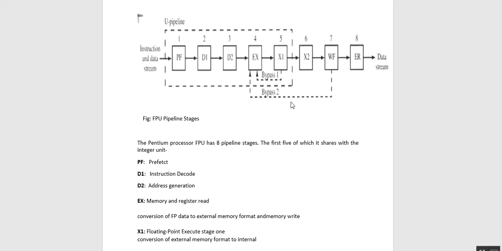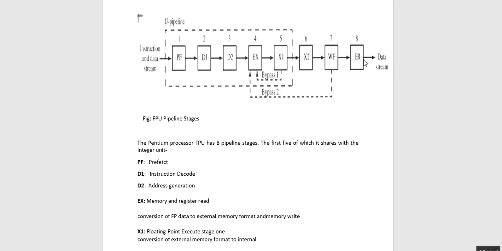The next stage is the X2 stage, which is the floating point execution stage. What happens in that? Floating point operations are performed within the floating point unit. Then WF, that is write FP result. Floating point results are rounded in this stage and the result is written to the target floating point register, that is the FP register, which is from the previous stage.